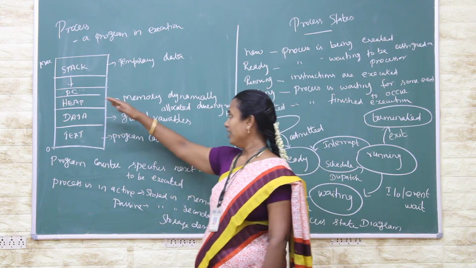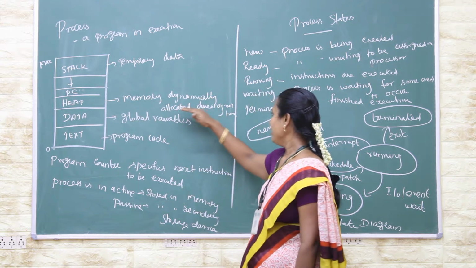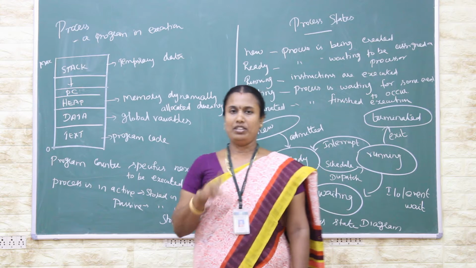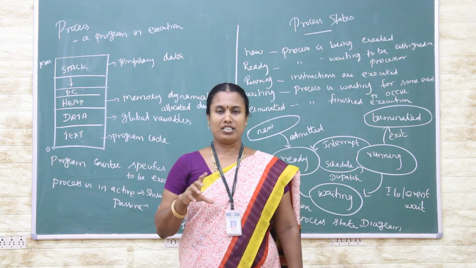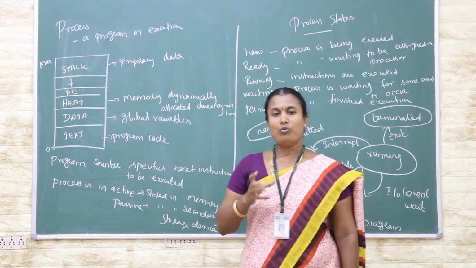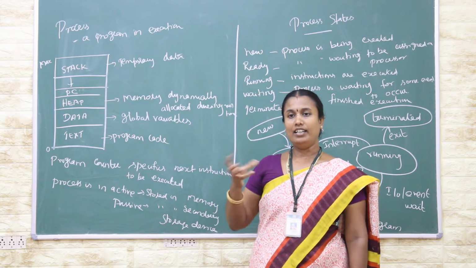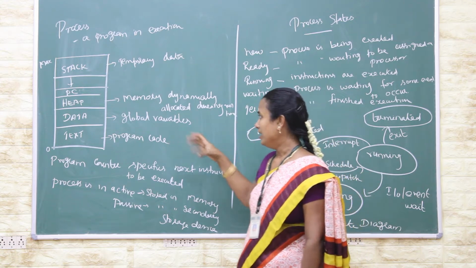Then the next section, heap. What is the heap? It is memory dynamically allocated during runtime. For some processes we can access memory during runtime and also during compile time. When running, the data stored in memory, that dynamically allocated runtime data, is stored on the heap.